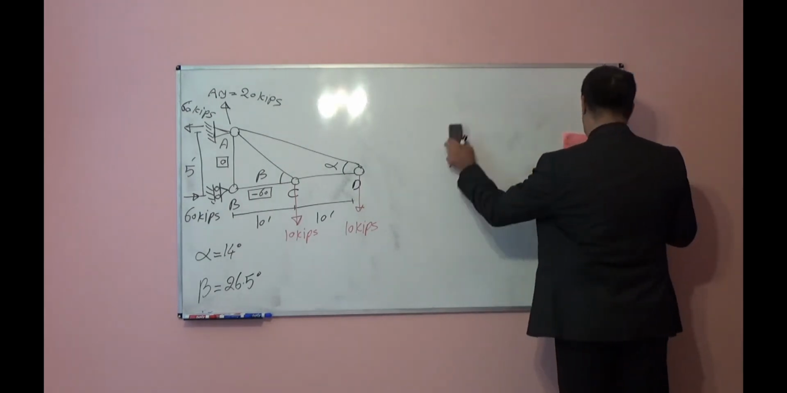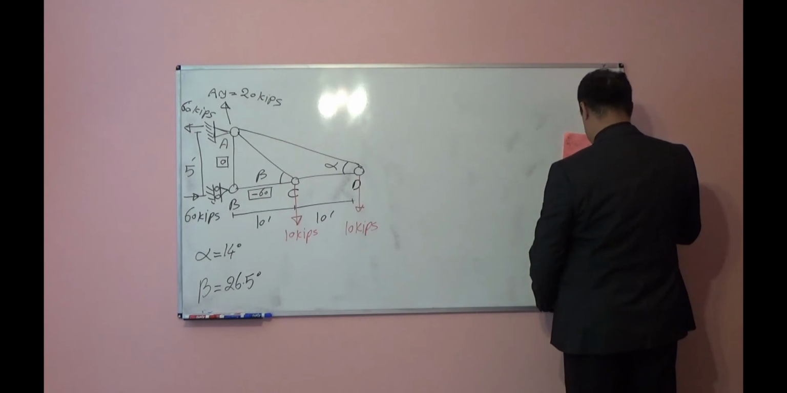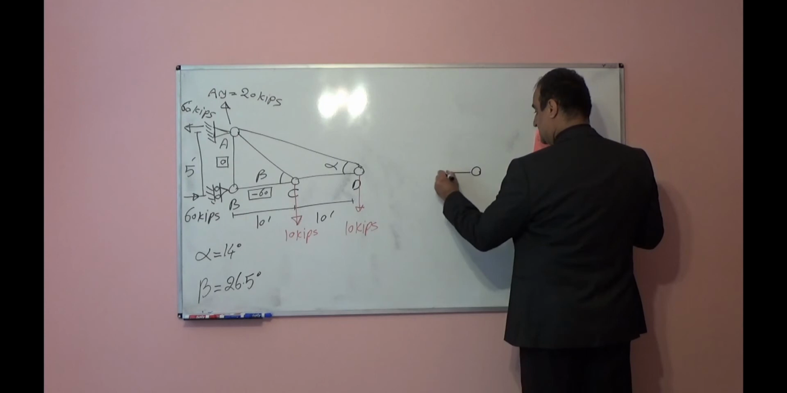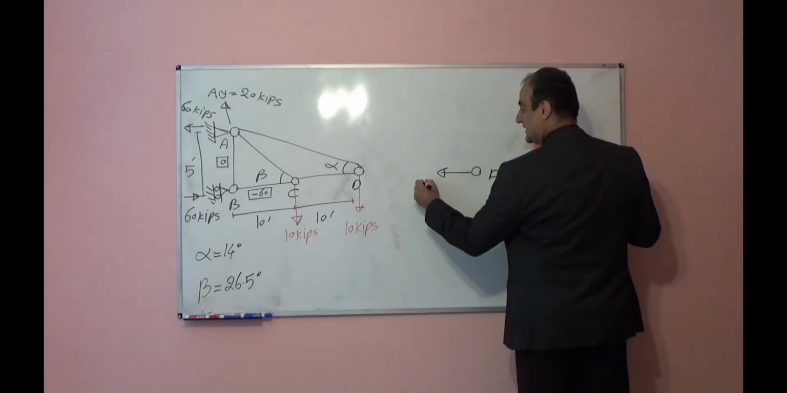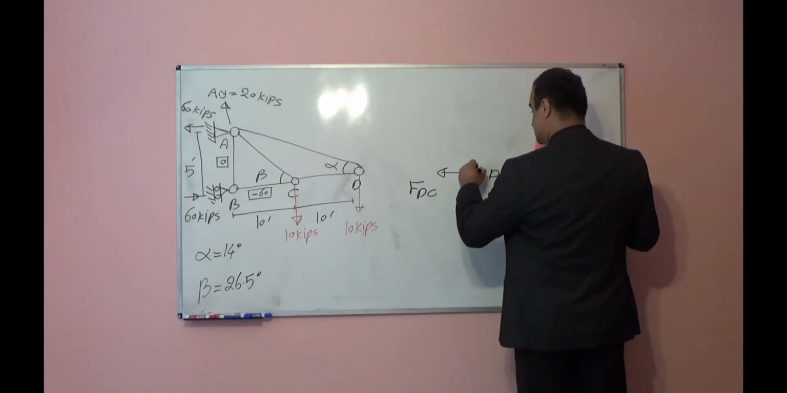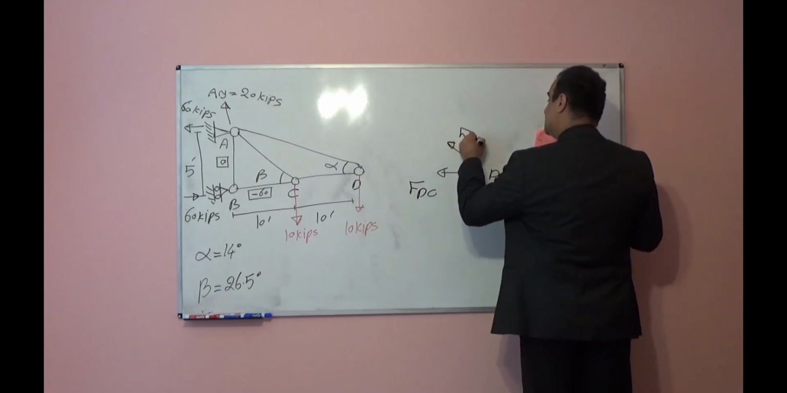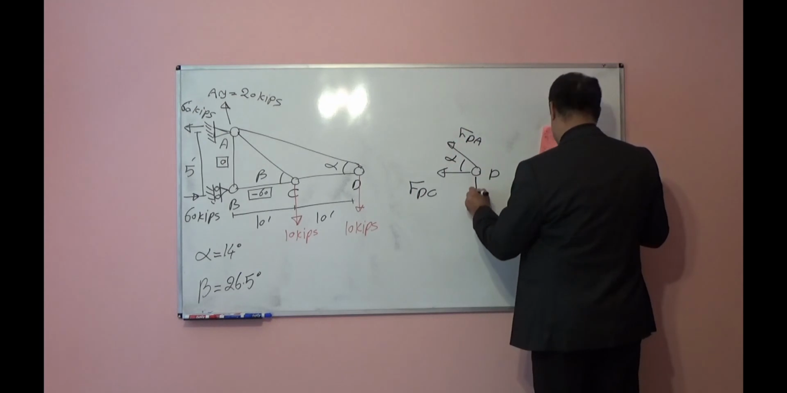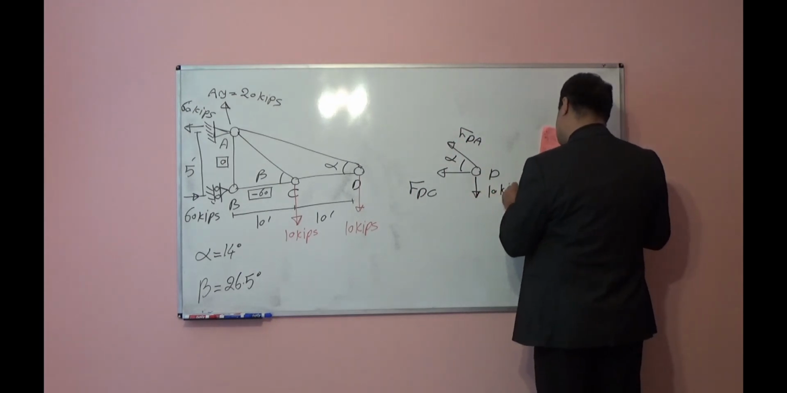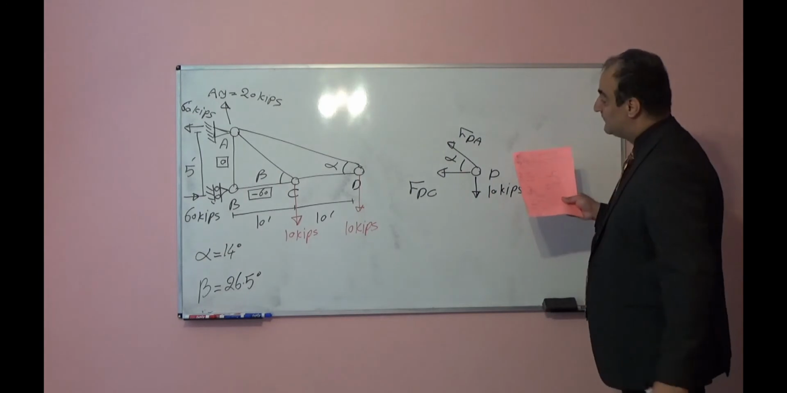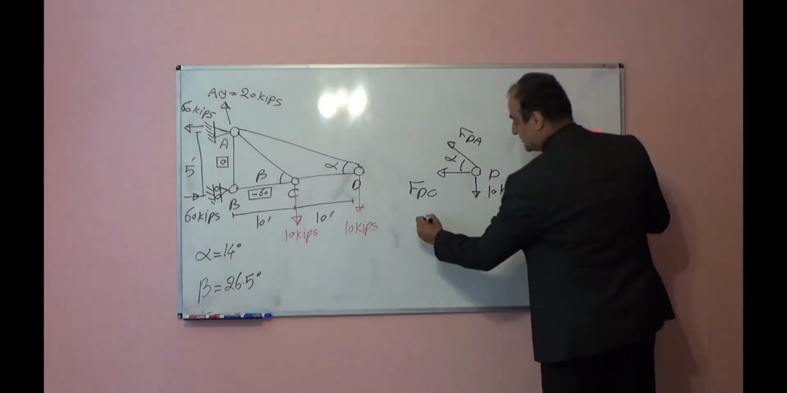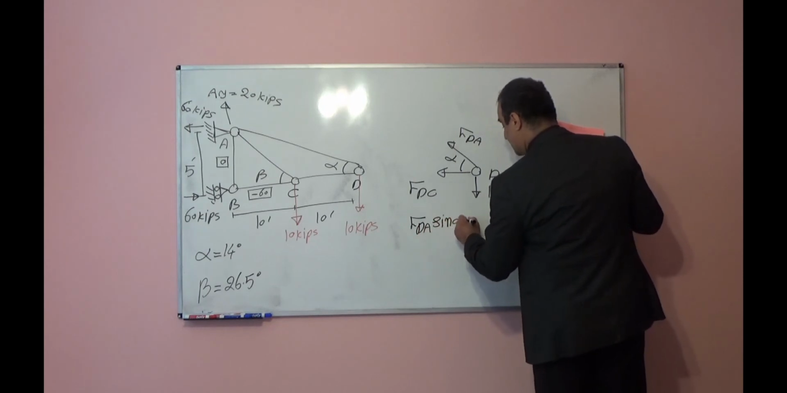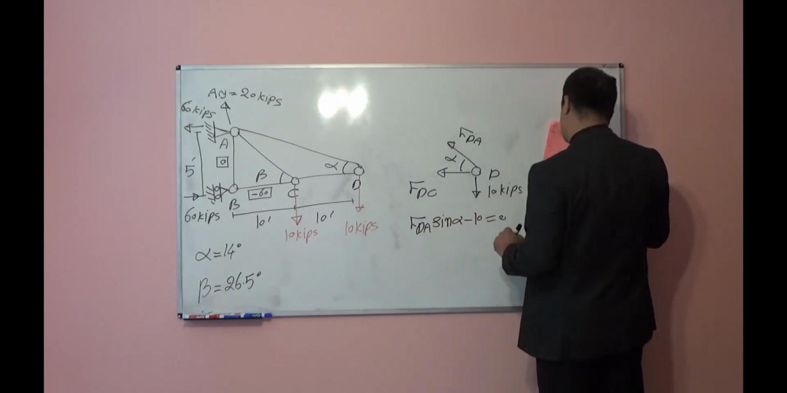After joint B, I can cut joint D. If I cut joint D, this is joint D, this will be FDC, this will be FDA, this will be alpha. And here I have external force 10 kips. Summation of forces in vertical direction is equal to 0. It means FDA sine alpha minus 10 is equal to 0.